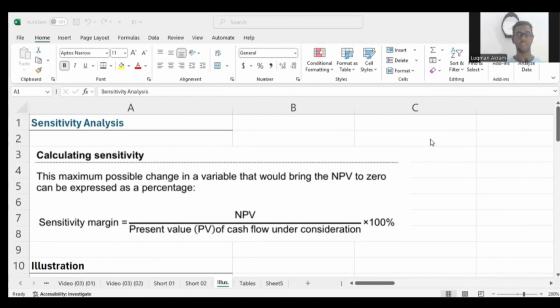Today's video is going to be an exclusive on an illustration for sensitivity analysis, as promised in the risk and uncertainty video. If you have not watched it, go give it a watch. Apart from that, let's get right into the content, starting off with a quick revision for sensitivity analysis.